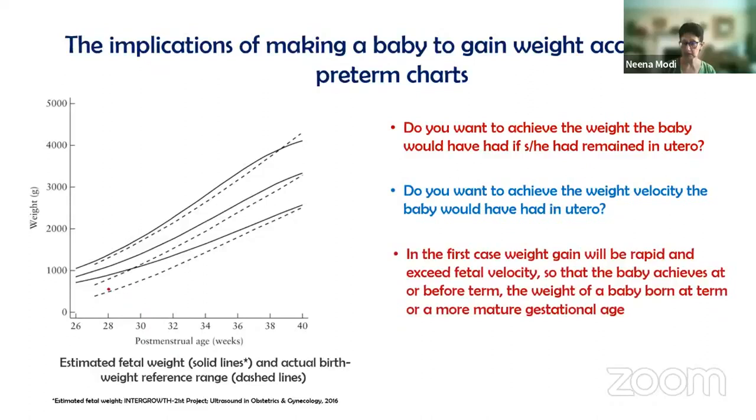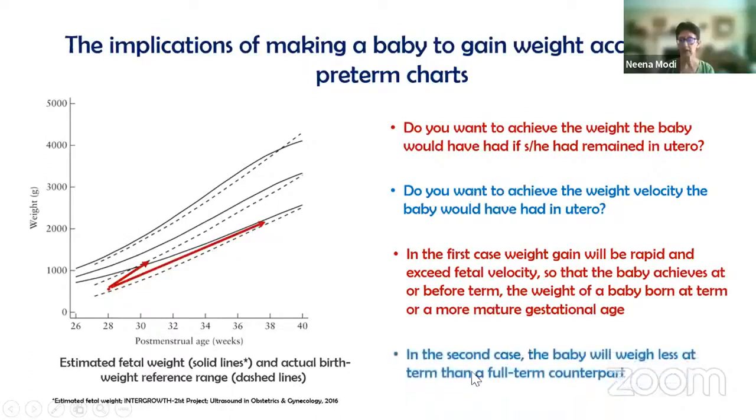In the first case, weight gain will be rapid and it will exceed fetal weight velocity, so that the baby achieves at or before term the weight of a baby born at term or born at a more mature gestational age. So that will be your weight trajectory, this red line or this red line. However, if you want to follow the weight velocity, then the baby will inevitably weigh less at term than a full term counterpart, because they will follow this trajectory depicted by the blue line.